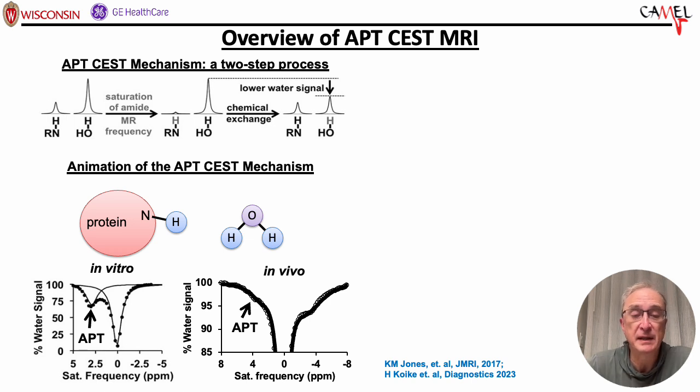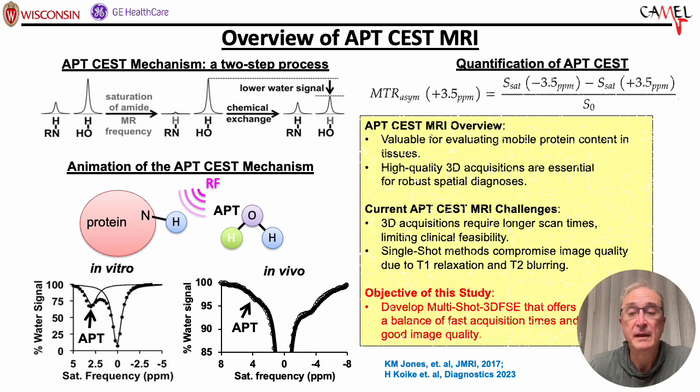As an animation, an amide on a protein can be saturated with radio frequencies that then scramble or saturate or remove the coherent magnetization from that pool of protons. And then after a chemical exchange with water, it appears that the saturation has been transferred to water, the amide proton transfer effect. You can see that in vitro, you get a very nice suppression of the water signal at 3.5 ppm. And you can also see this in the in vivo CEST spectrum down below as well.